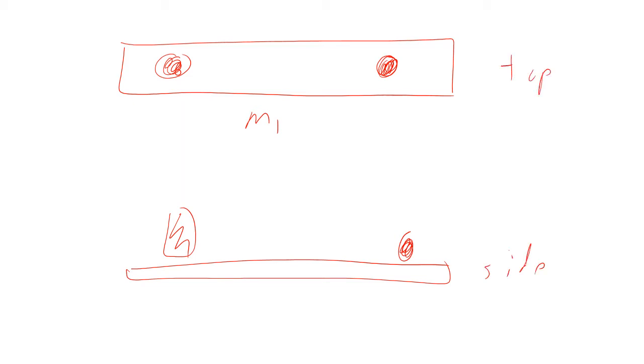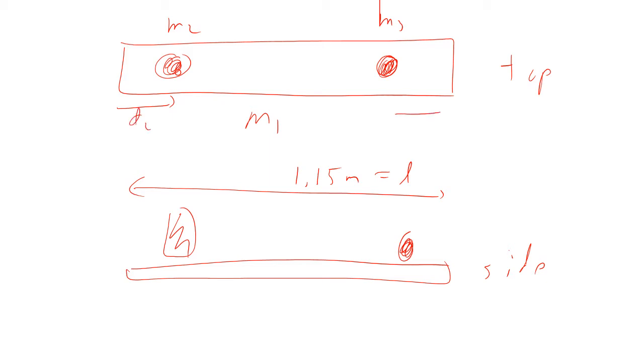Okay, so that's the side view, and this is the top view. And let's say this is mass 2 and mass 3. And this is some distance. Let's say the entire board is 1.15 meters long, and we can call that L. And then this is going to be some distance D2 from one end. This is going to be D3 from the other end.